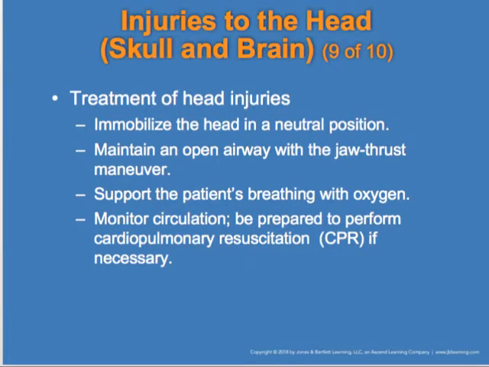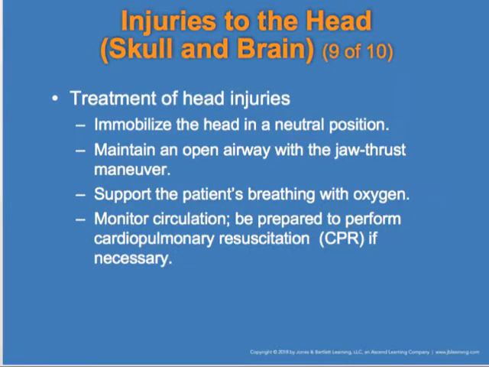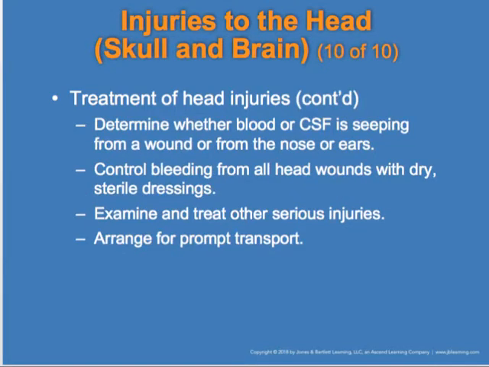Treatment of head injuries. By the way, a lot of these pictures you're going to find when we talk about it, we're going to scoot through it, mostly because you're going to find a lot of these pictures directly out of your book as well. Treatment of head injuries. Immobilize the head in a neutral position. Maintain an open airway with a jaw thrust maneuver. Support the patient's breathing with oxygen. Monitor circulation. Be prepared to perform cardiopulmonary resuscitation if necessary.